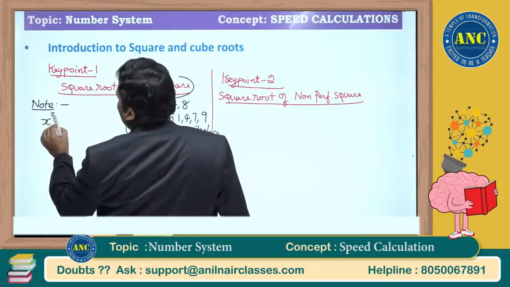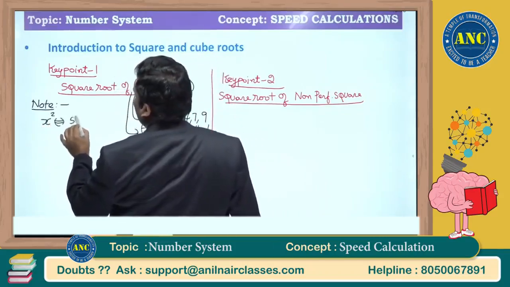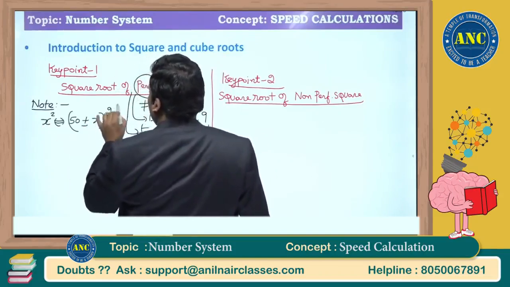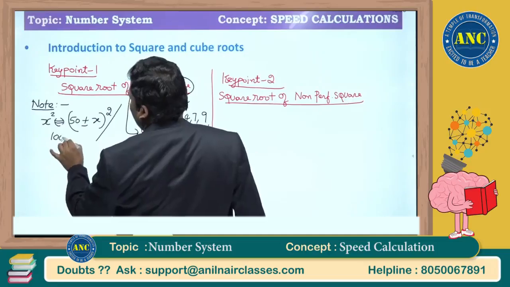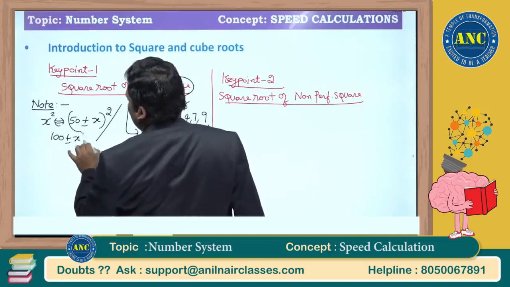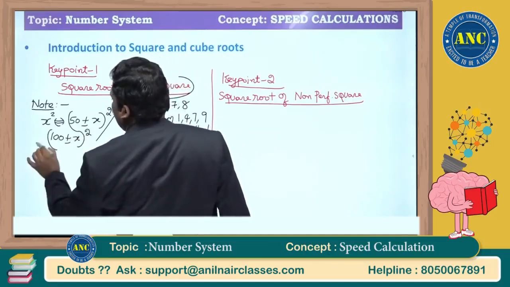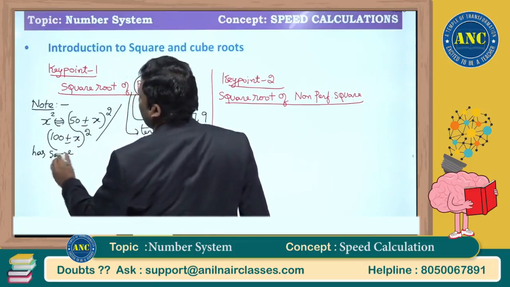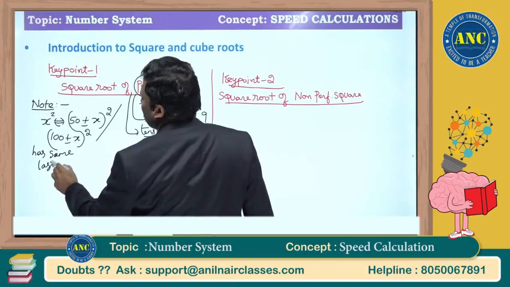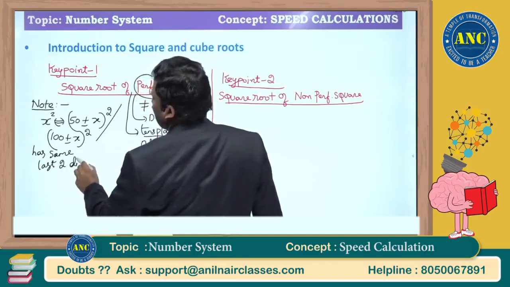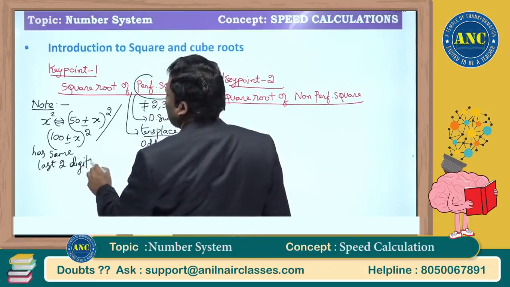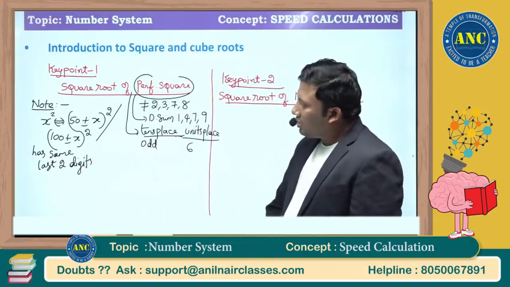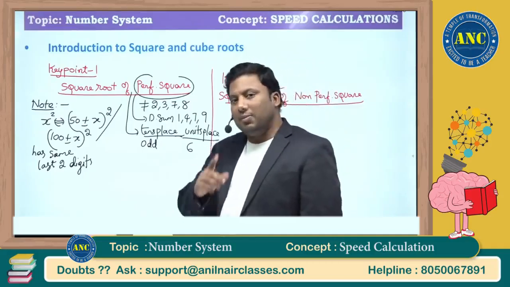I am just doing a revision of where we completed session number 2. X square, 50 plus or minus x whole square, 100 plus or minus x whole square has the same last 2 digits. I am going to use this concept to solve this problem.